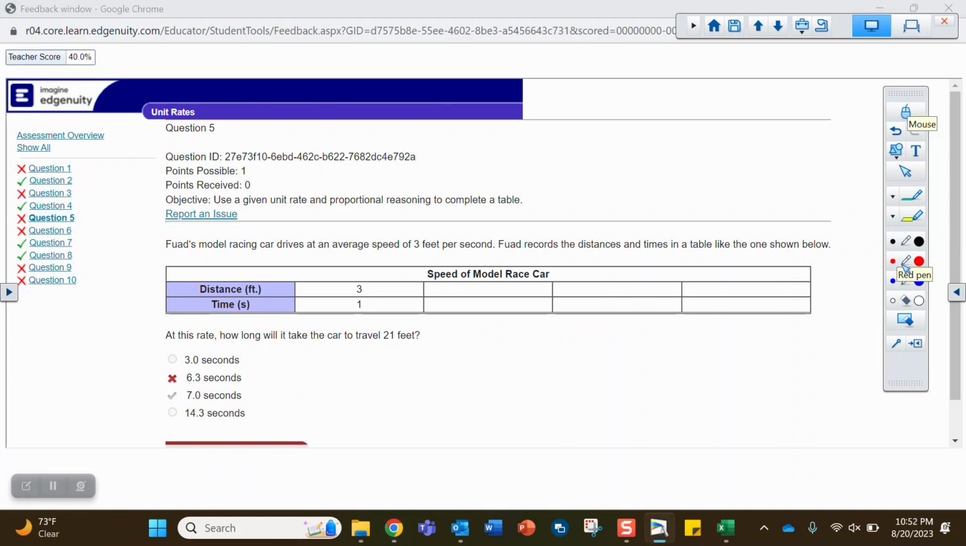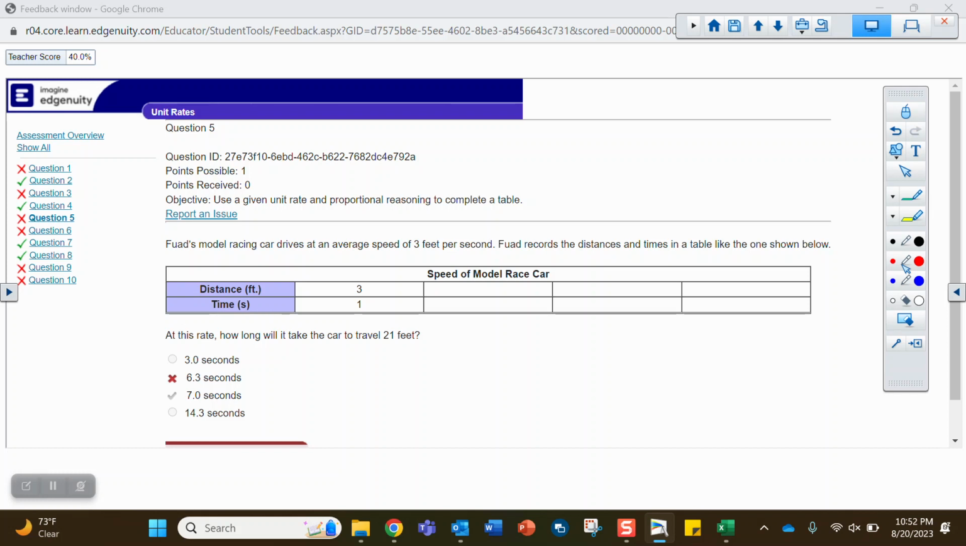Question 5 says Fuad's model racing car drives at an average speed of 3 feet per second. Fuad records the distances and times in a table like the one shown below. At this rate, how long will it take the car to travel 21 feet?